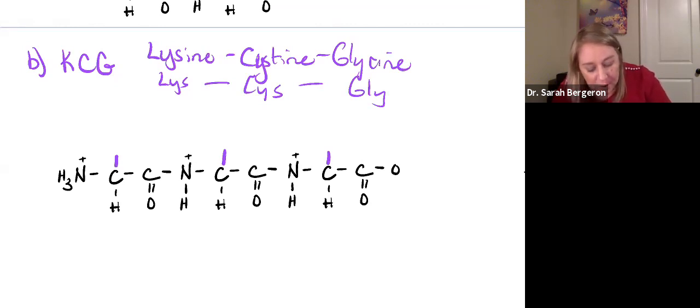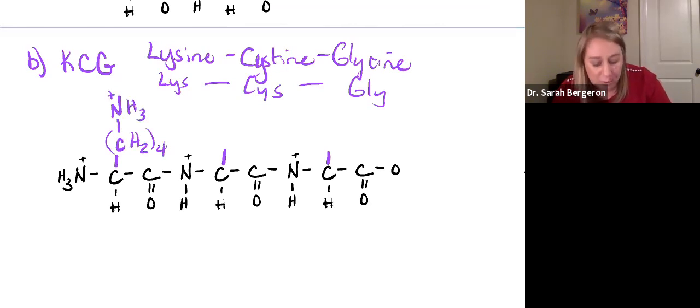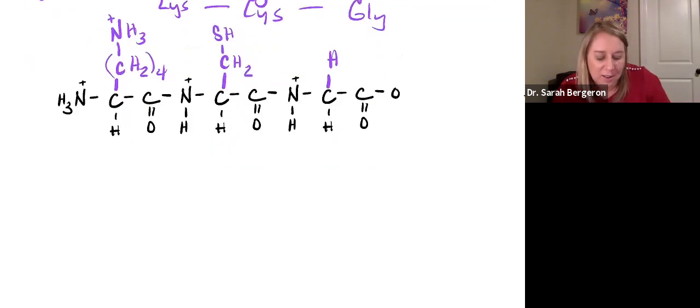So for lysine, I have 4 CH2 groups. So I'm just going to do this just so I can squeeze it in. And then I have NH3, and that nitrogen's carrying a positive charge, the way it fits. So cysteine, I have CH2, and then I have SH. And then on my last one, glycine, is only a hydrogen. So that was kind of nice and easy.